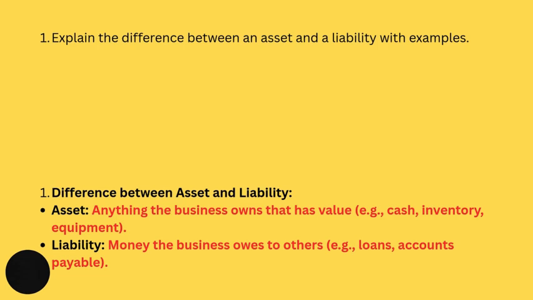On the other hand, a liability represents money that the business owes to others. Examples here would be loans or accounts payable. It's essentially the obligations that the business needs to settle in the future. Assets add value to the business while liabilities represent its debts. This balance is crucial for understanding a company's financial health. Next, we will explore the concept of a trial balance and its significance.